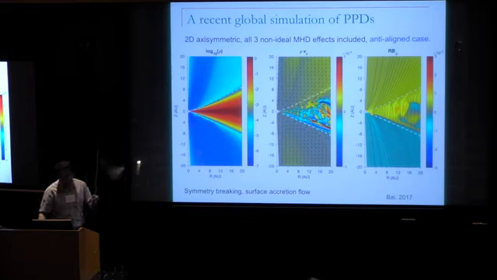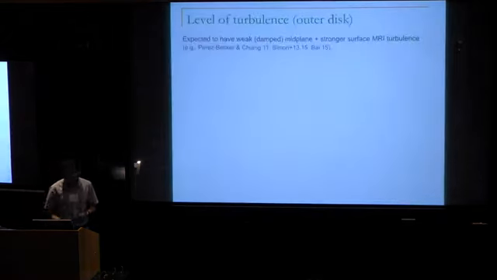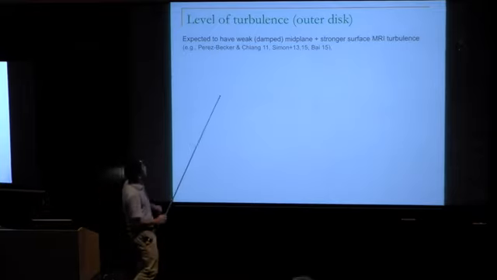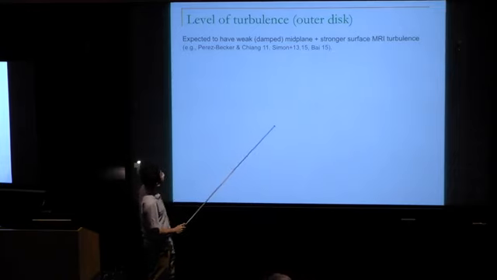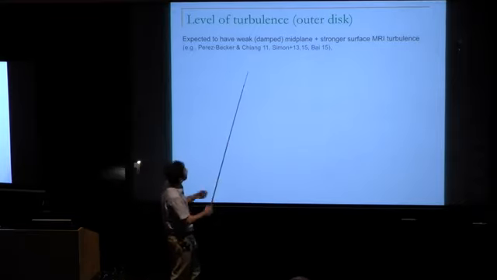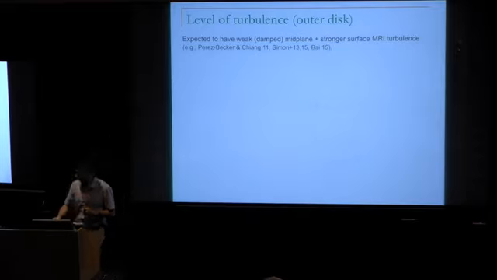So you also get this kind of behavior, but they are all understandable once you understand the magnetic field evolution. All right, the next topic is about the level of turbulence. As I mentioned before, in terms of observations, you can only probe the outer region. In the outer region, the expectation is that you have damped turbulence in the midplane, and in the surface layer, you may get some MRI.